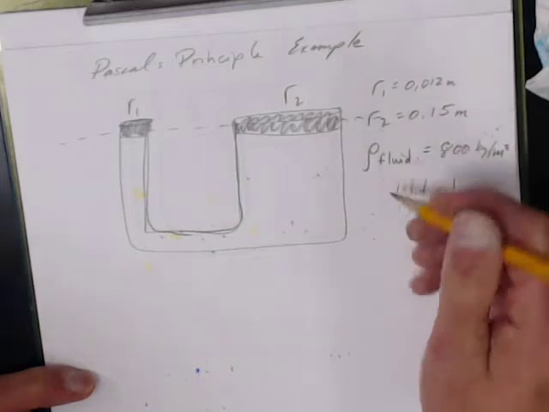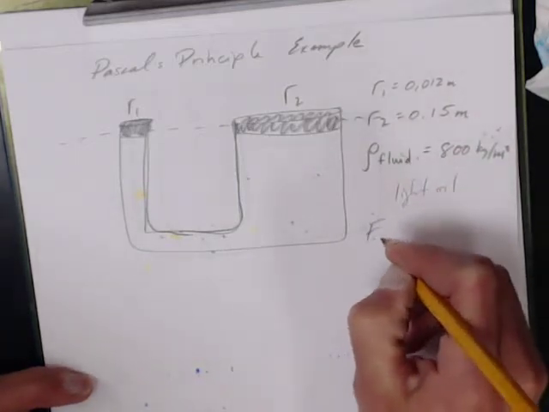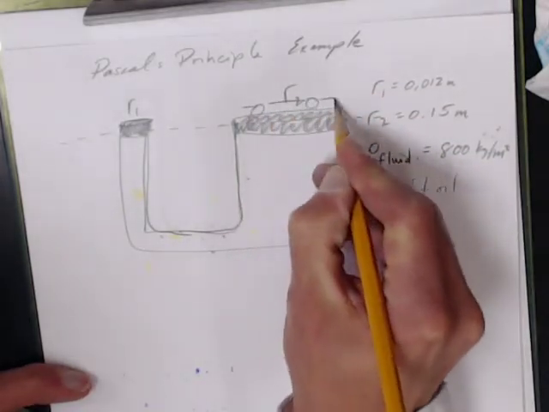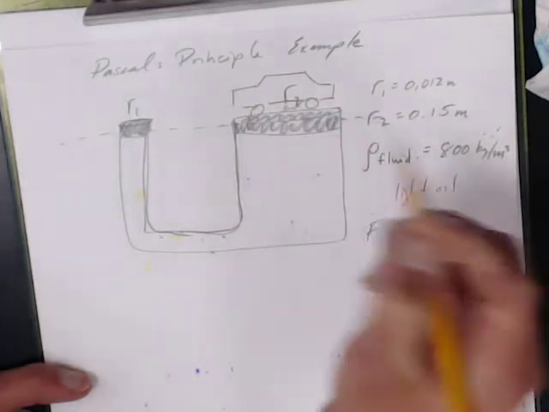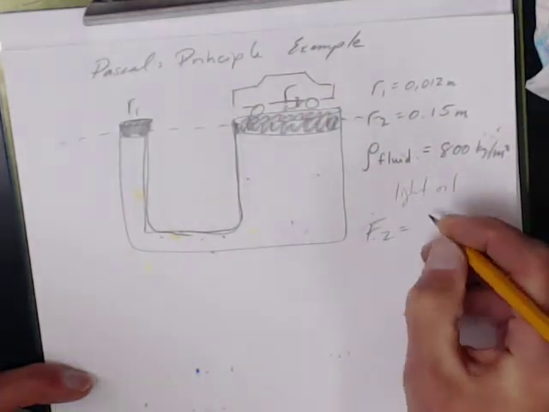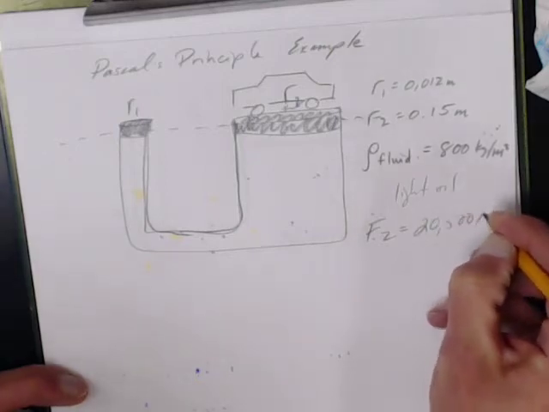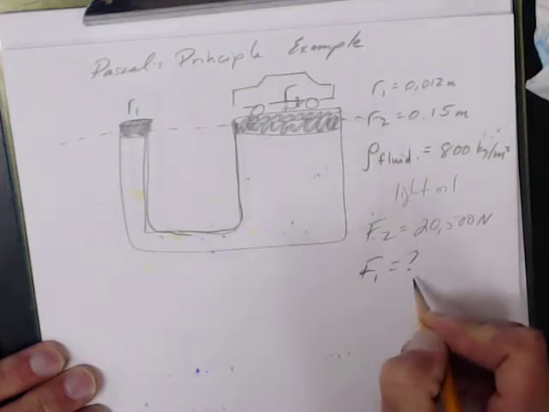So now, what if I am pushing on this side, so like say we have a car over here. This is generally where you're going to use this stuff. We got a car over on this side, and F2 is, what do I got? 20,500 newtons. What is F1 going to equal?